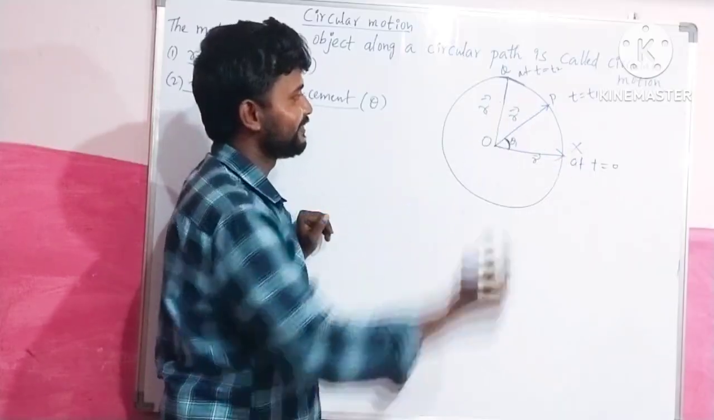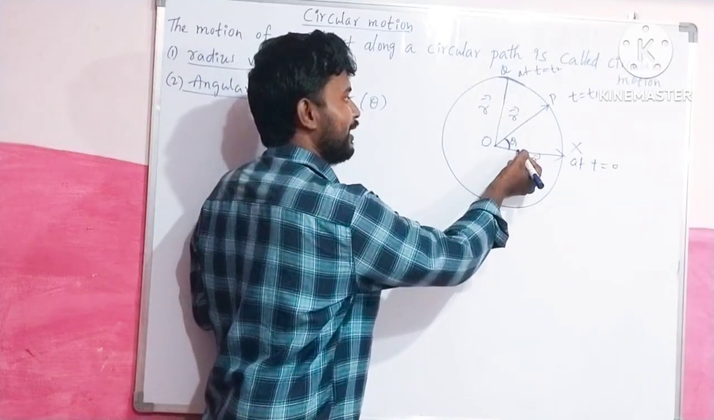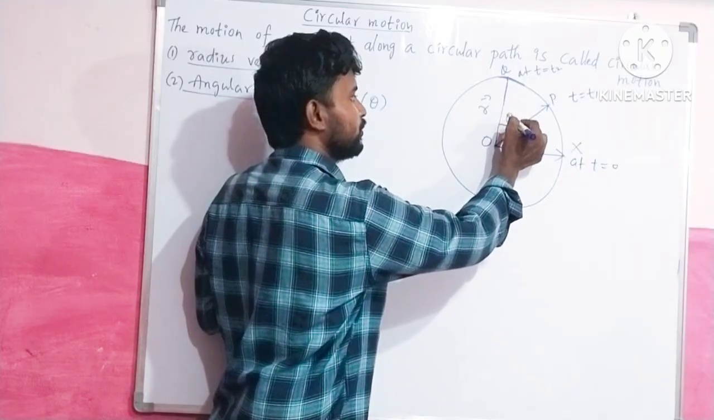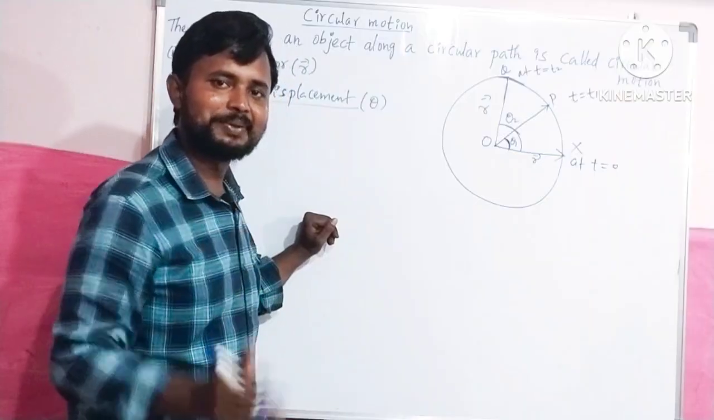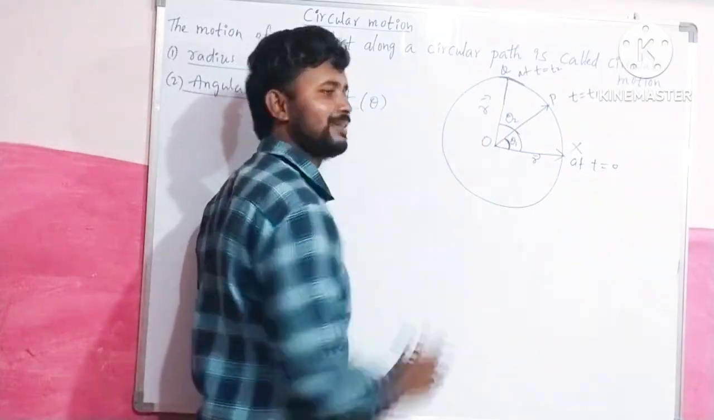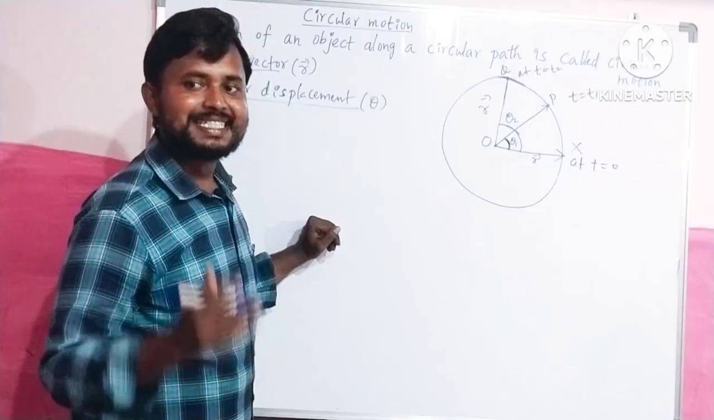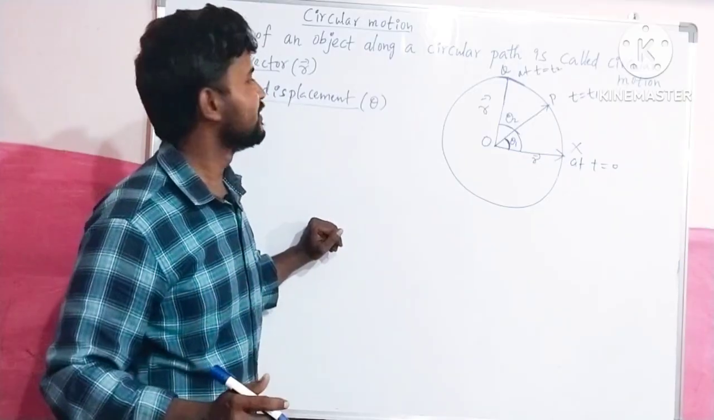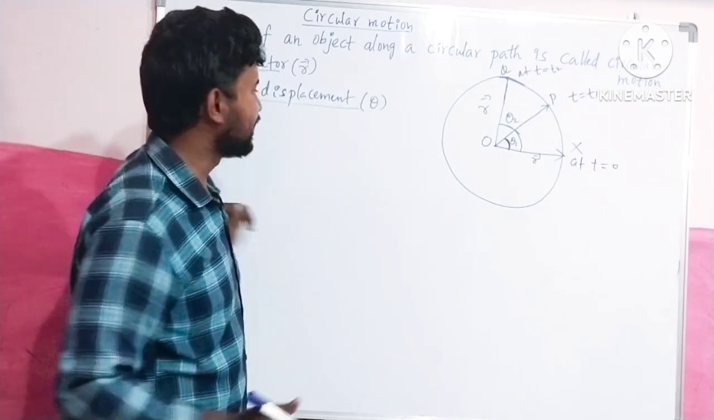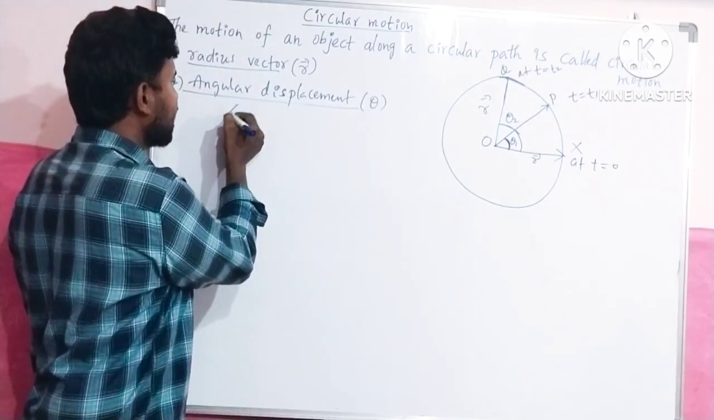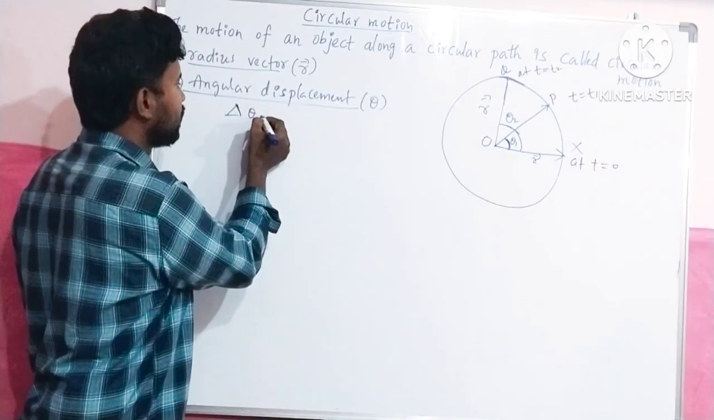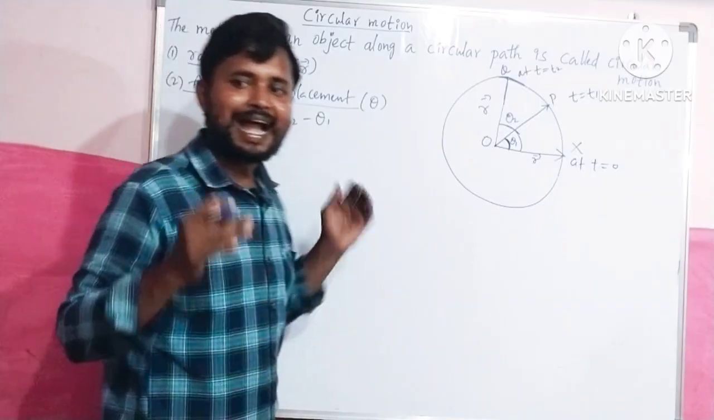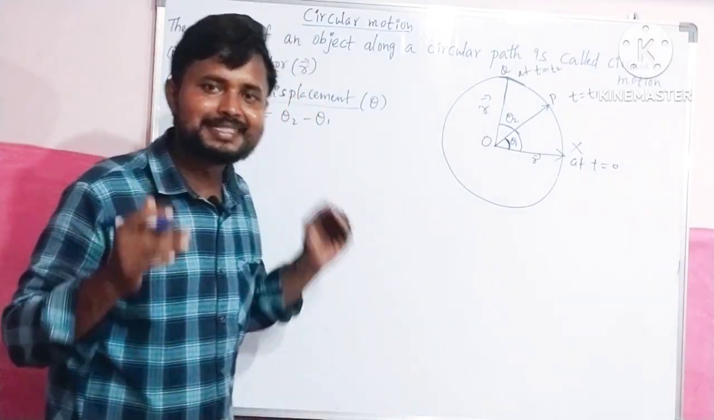After time t2, the body covers the displacement theta 2. So there is a change in the angular position. Angular displacement is nothing but this change. The change in angular position, delta theta, equals theta 2 minus theta 1. The change in angular position is called angular displacement.